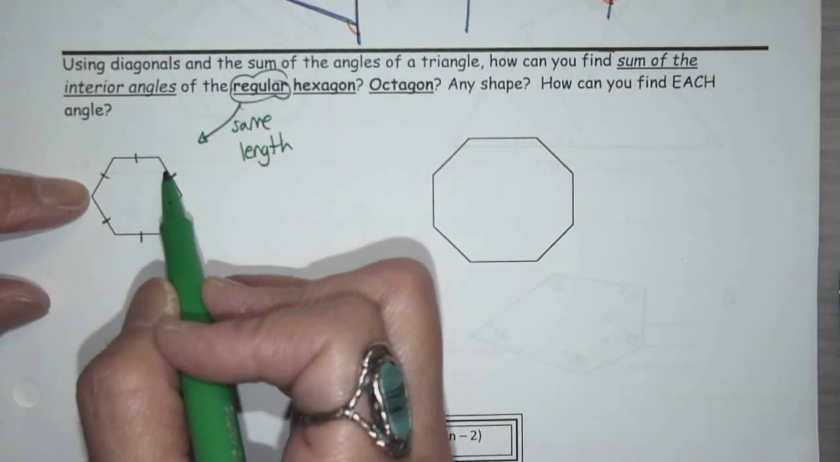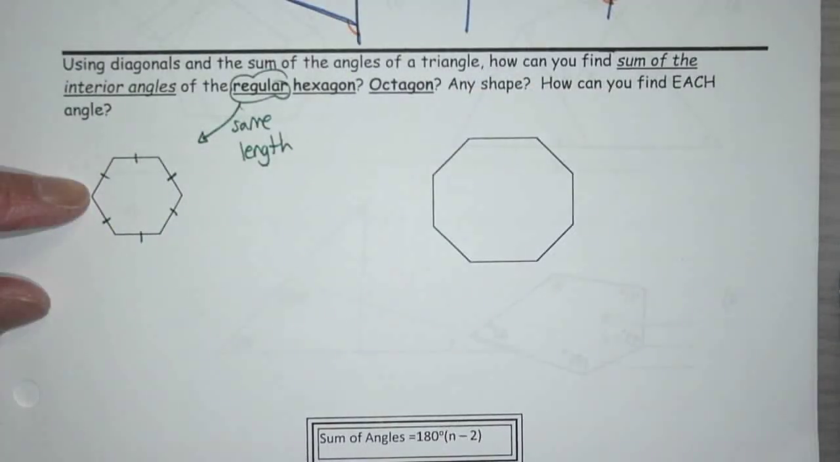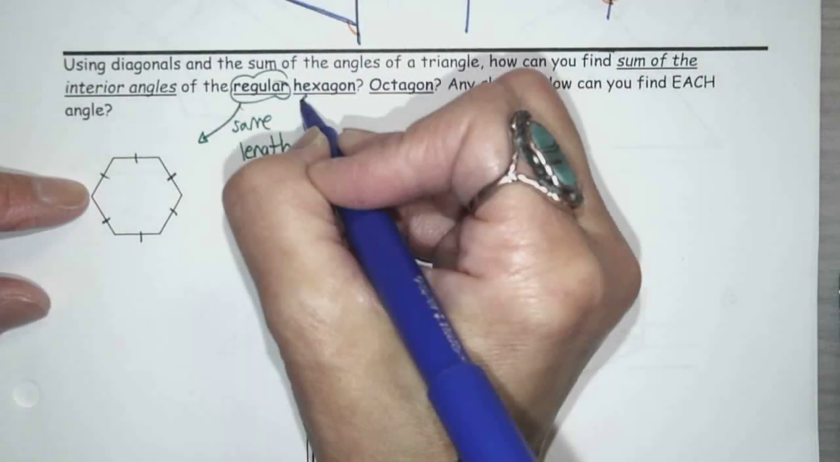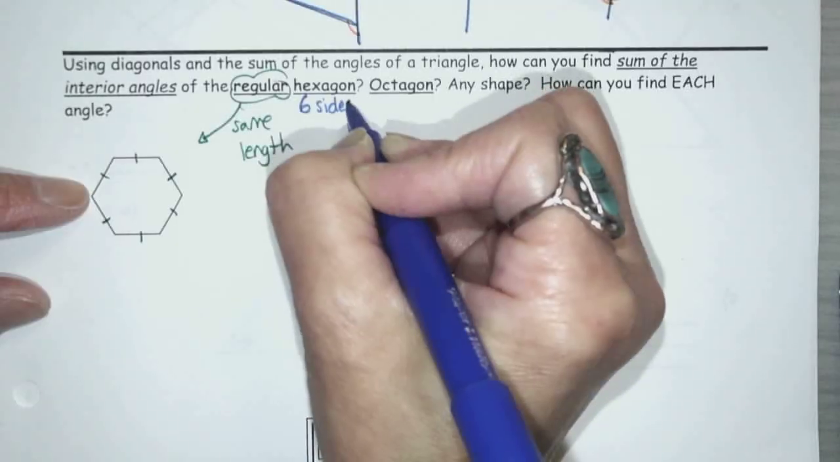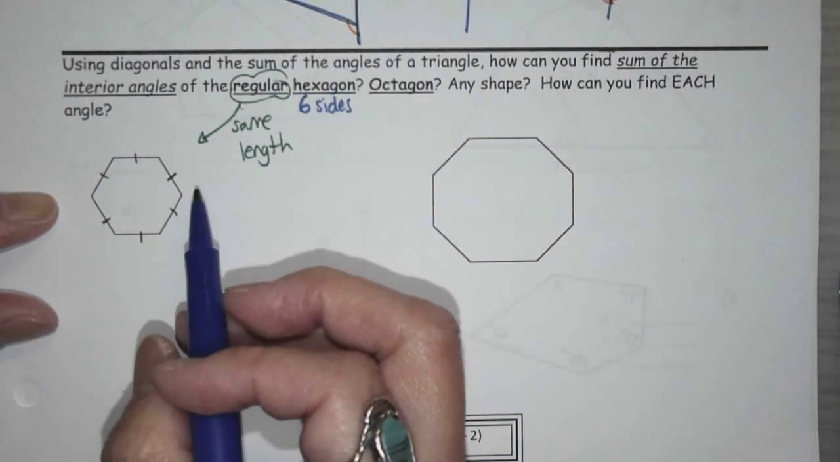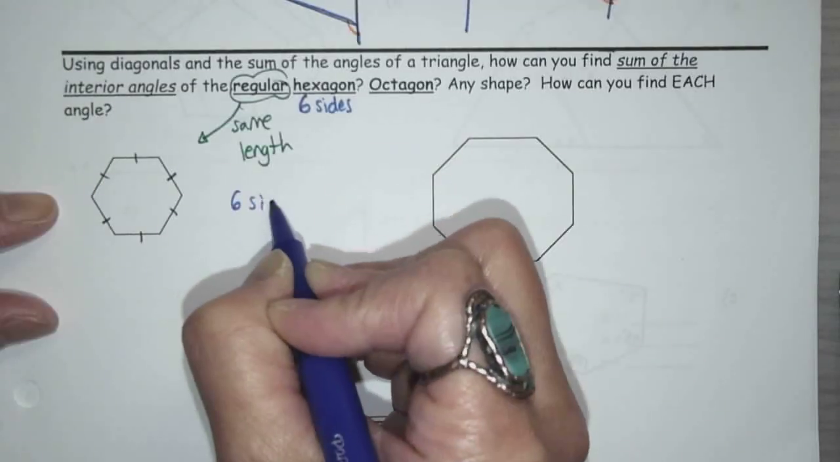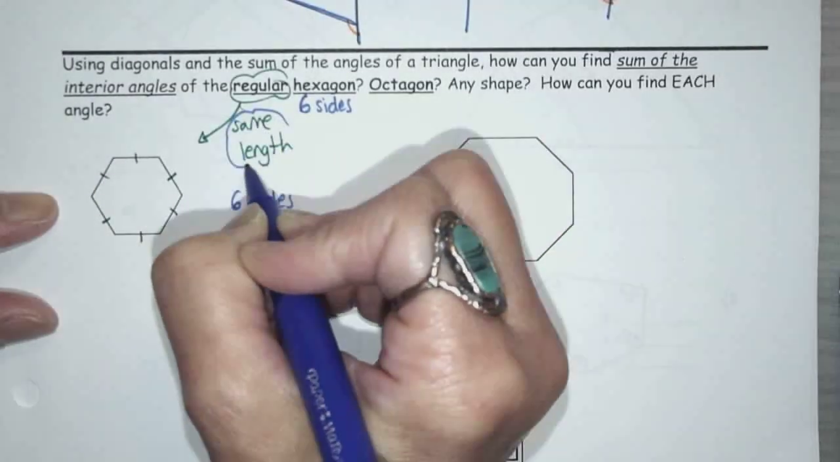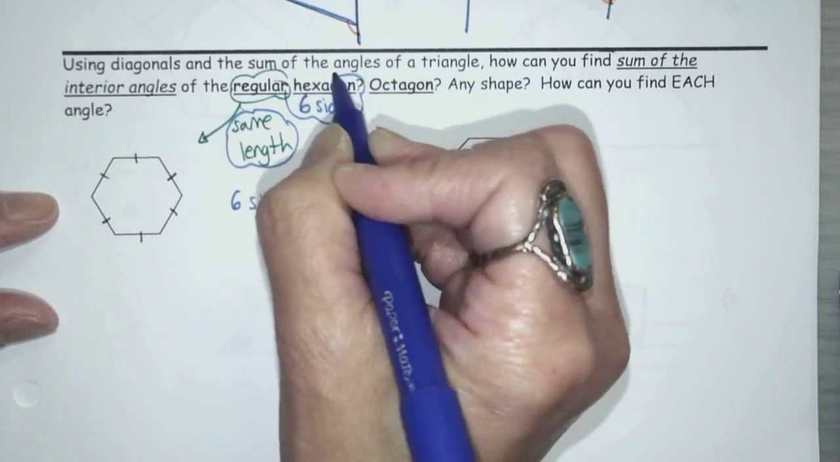Hexagon means 1, 2, 3, 4, 5, 6 sides. So this is 6 sides. So this one here, it's a regular hexagon. So it has 6 sides. This is hexagon. I'm thinking this.